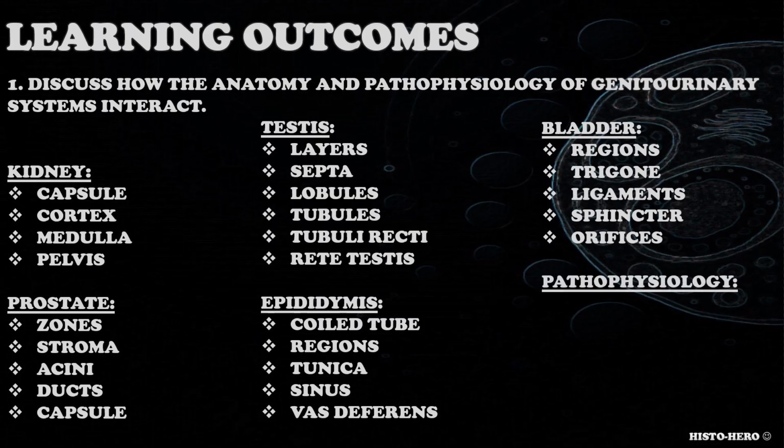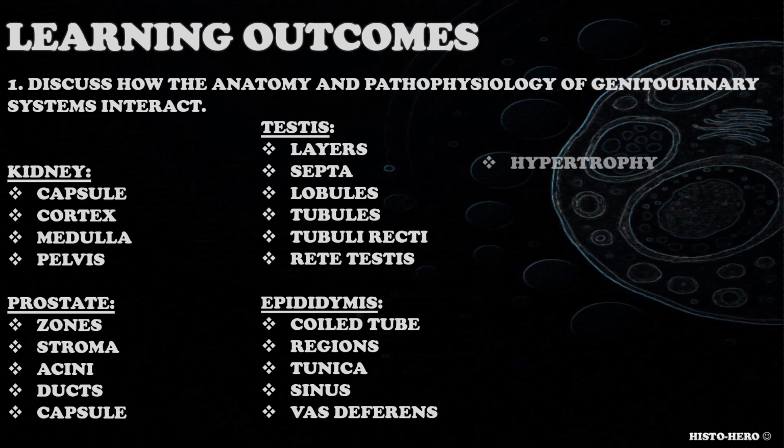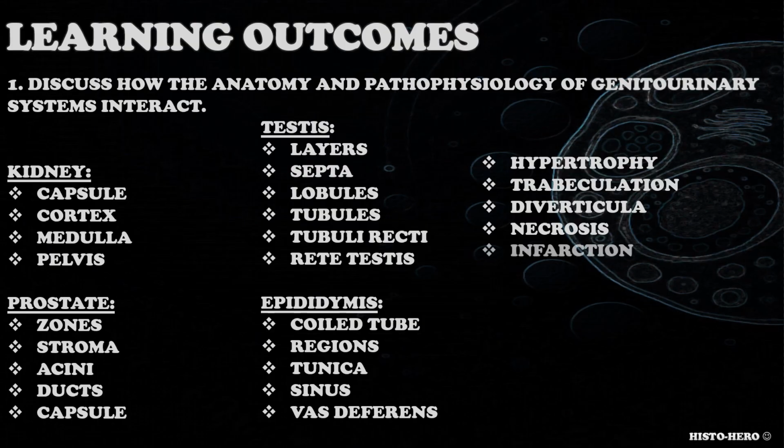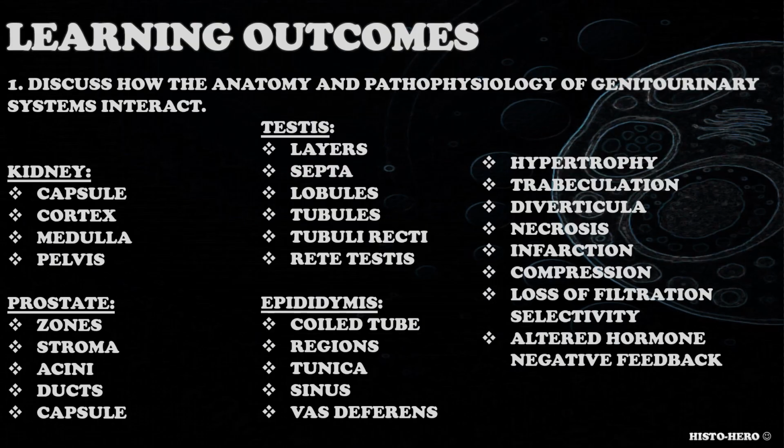Pathophysiology of genitourinary organs: hyperplasia, malignant transformation, metaplasia, atrophy, fibrosis, inflammatory infiltration, muscular hypertrophy, trabeculation, diverticula formation, necrosis, infarction, luminal compression, loss of filtration selectivity, altered hormone negative feedback, or impaired contractility.